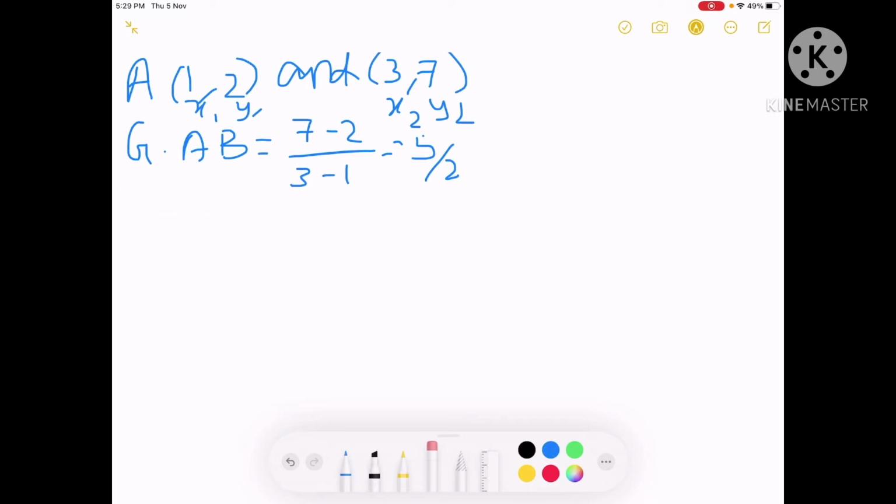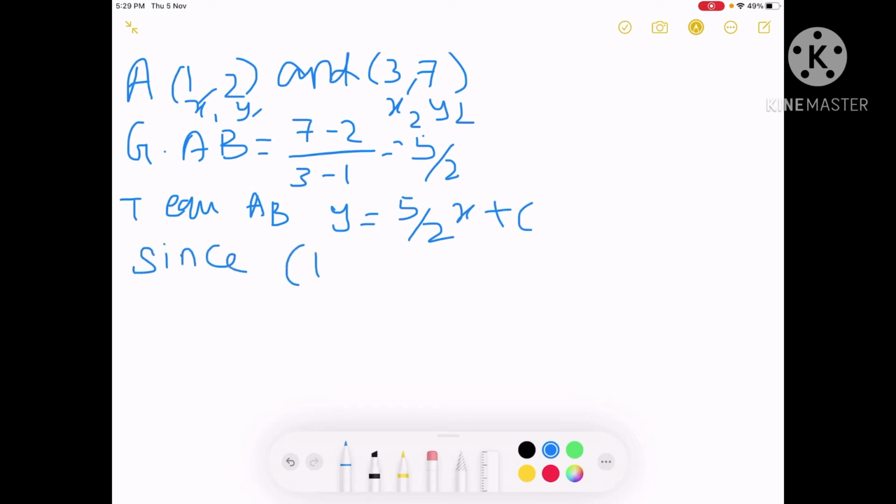So the equation of AB is y equals mx plus c. The m value is 5 by 2, so y equals 5 by 2 x plus c. Since this is point A, you can use (1, 2): this one is the x value, this one is the y value. So 2 equals 5 by 2 times 1 plus c, so c equals minus 1 by 2.